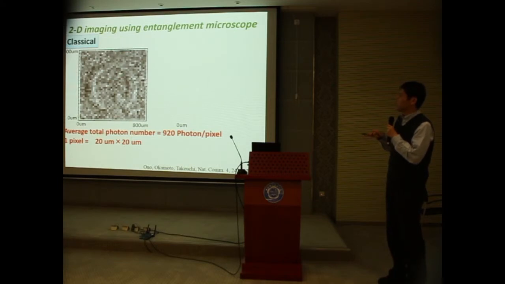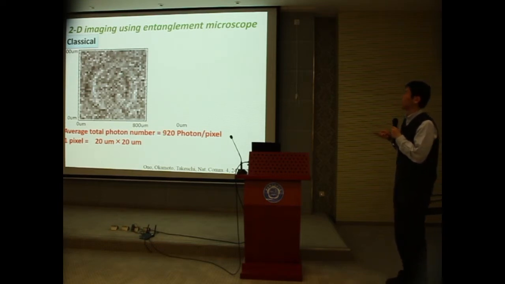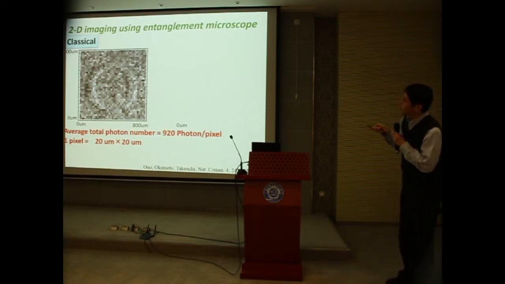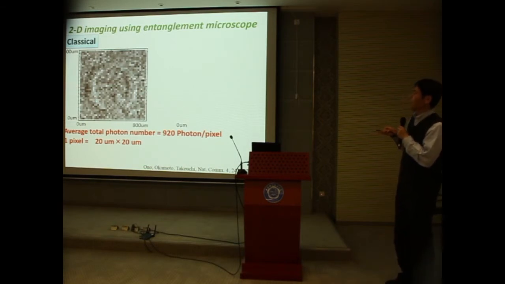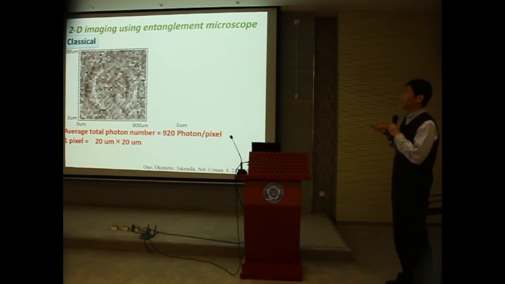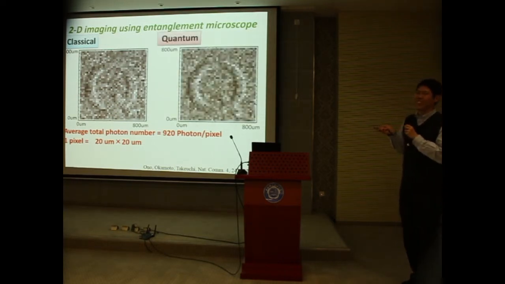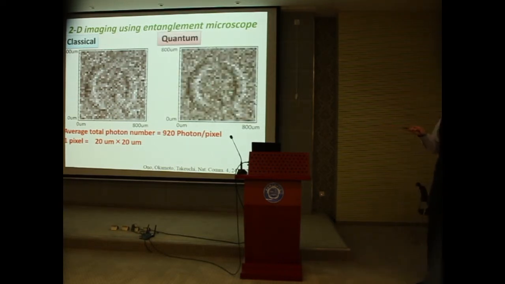And note that average total photon number was set to 920 photons per pixel, and one pixel size is 20 micron times 20 micron. And this is the classical case. You can observe the Q shape, but very noisy, right? And if you are kind, maybe you could observe some difference between these two graphs.